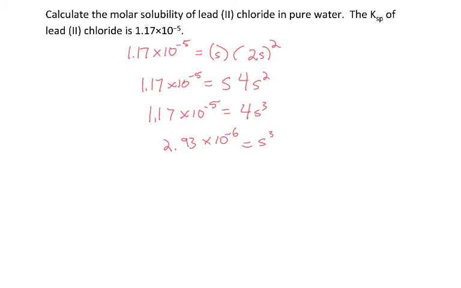So to get rid of a cube, I need to take the cube root, or I need to raise both sides to the 1/3 power. So that's how you do it on your calculator. You'll take this number, raise it to the 1/3 power. And so that gives us S is equal to 0.0143 mol, and then the units when we're doing equilibrium problems are always molarity or moles per liter. So the molar solubility of lead-2 chloride is 0.0143 moles per liter. That means I can dissolve 0.0143 moles of lead-2 chloride in 1 liter of water.